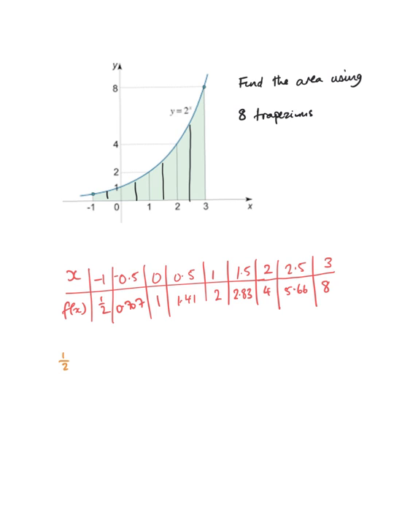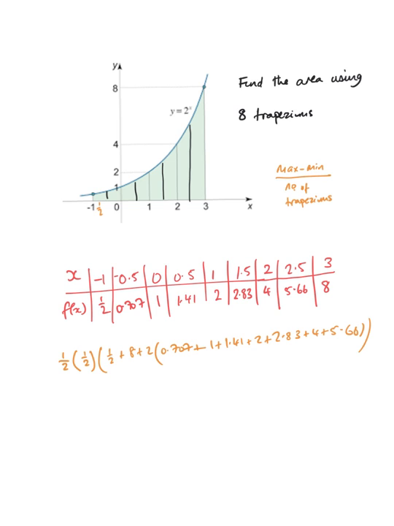So if you remember, it's a half. Now this time, the height of each of these is a half. What you can do is the maximum minus the minimum, so 3 minus -1, divided by however many trapeziums you need, which this time of course is 8. So it'd be a half times a half, first plus last plus 2 of everything else, and that comes out at 10.92.